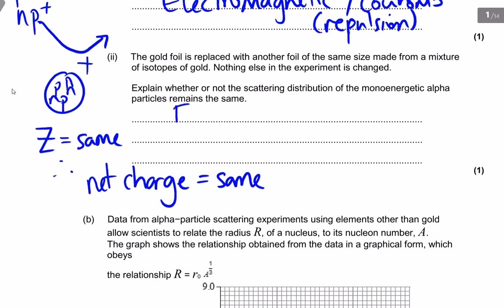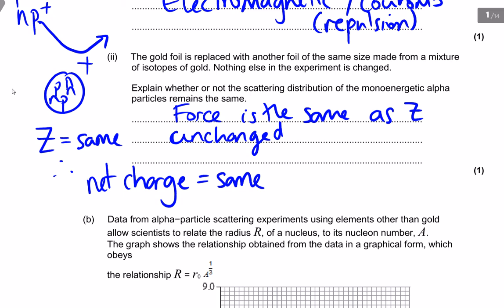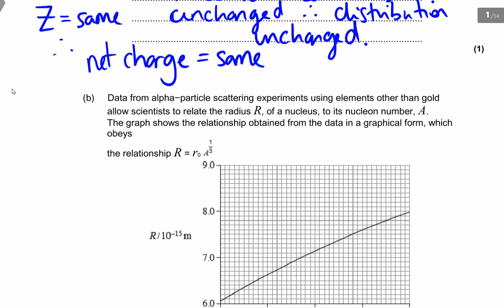So if the net charge is the same, the Coulomb repulsion is going to be the same. Therefore, force is the same as Z unchanged. Therefore, distribution unchanged. Okay, distribution is unchanged or remains the same.